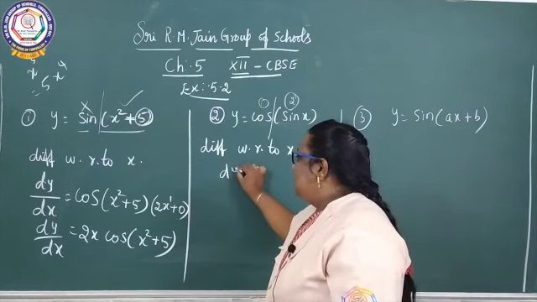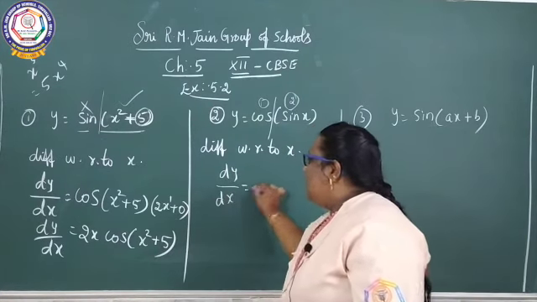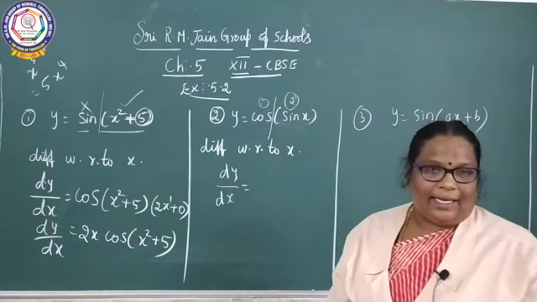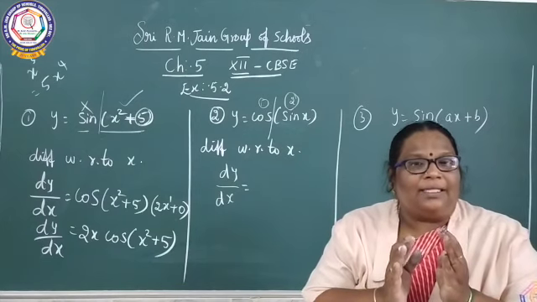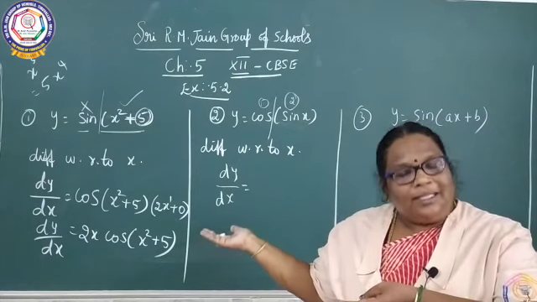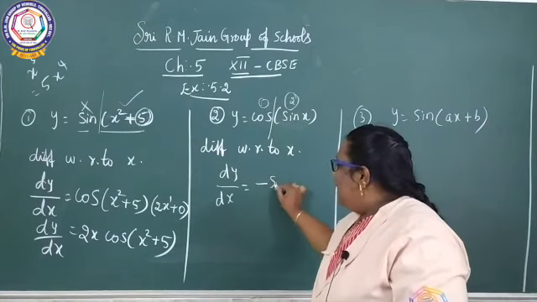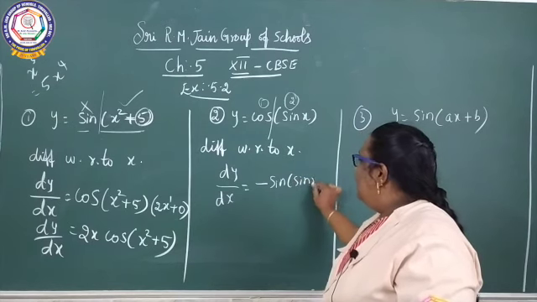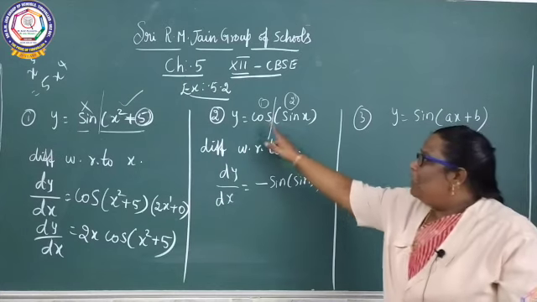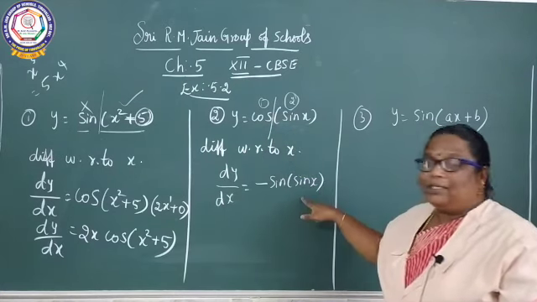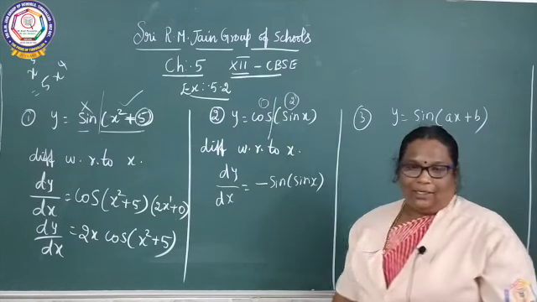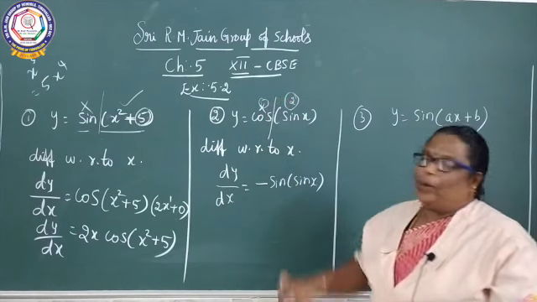Dy by dx equal to cos of sin x. Instead of x, what is there? Sin x. What is the differentiation of cos x? Minus sin x. That's all. Instead of x, what is the value here? Sin x. So you will write minus sine of sin x, because in the place of x, sin x is here. So you neglect this term. Cos x part is over.